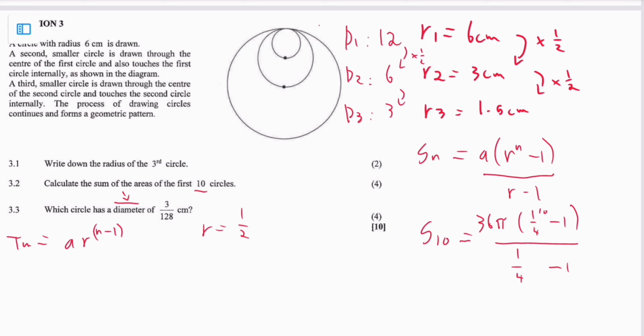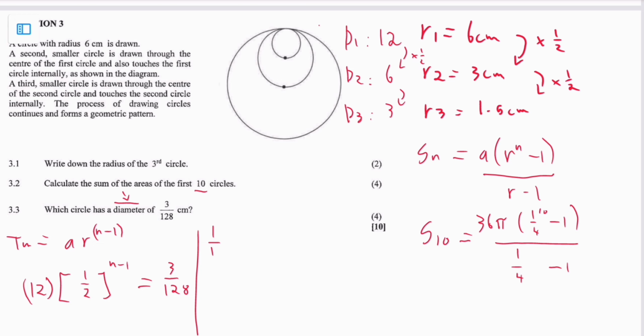So r is equal to a half, and a in this instance, it's not 36 pi, that's area, it is 12. Okay, and so what are we going to have on the left hand side? We're going to have 12 times a half to the power n minus 1. And what we want to know is, solve for n if I equate this to 3/128. Okay, so how I've done this is I would say divide both sides by 12.